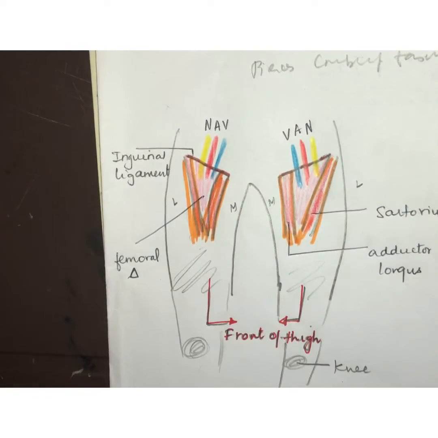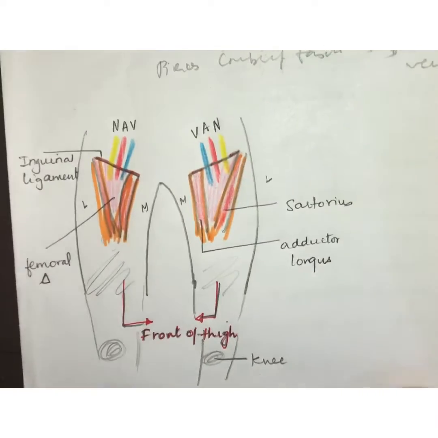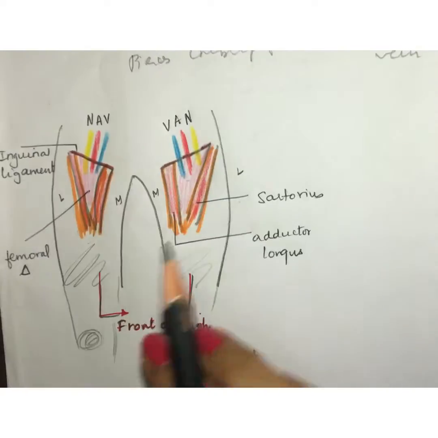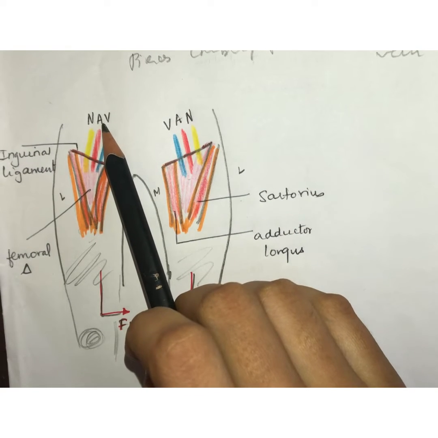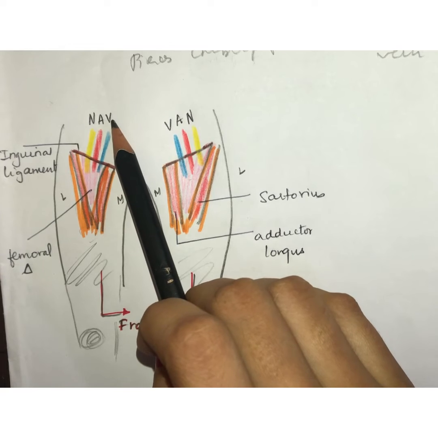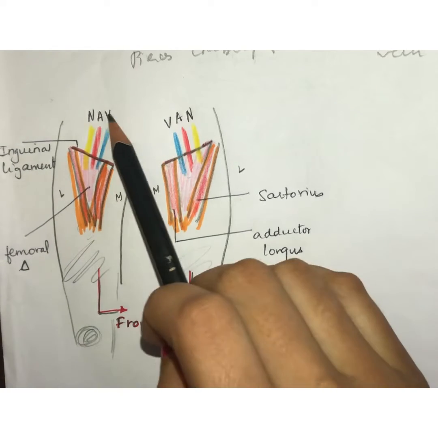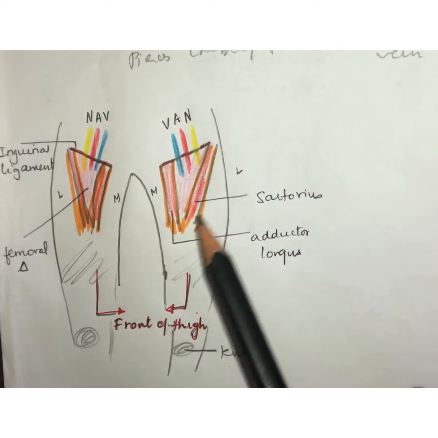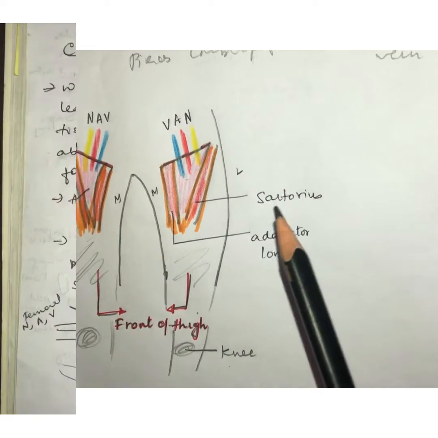So you can remember the contents with this mnemonic: NAV, VAN. So it includes the femoral nerve, femoral artery with its branches, femoral vein with its tributaries, along with lymph nodes and the femoral sheath.